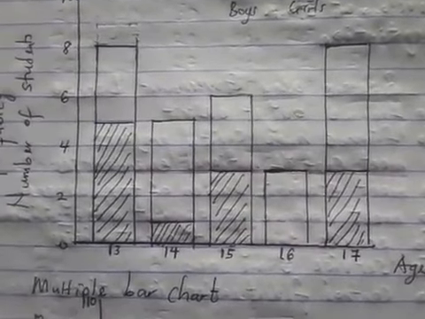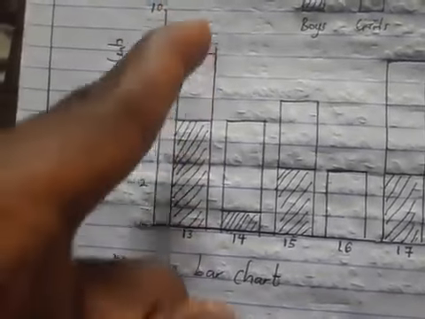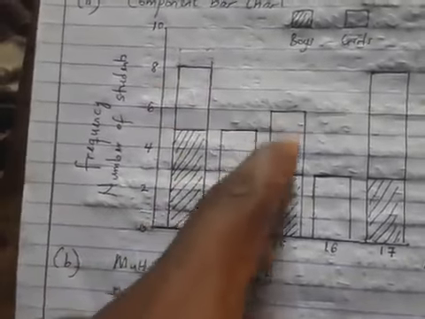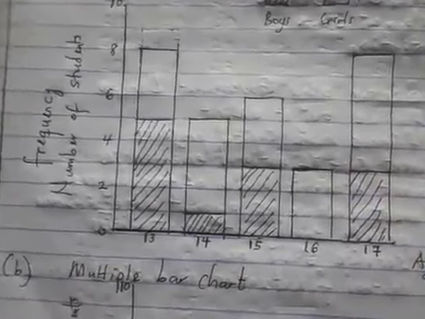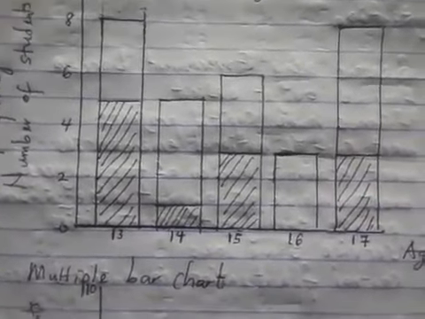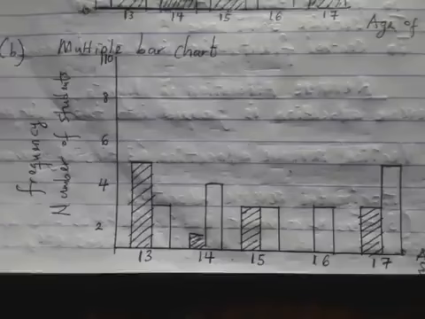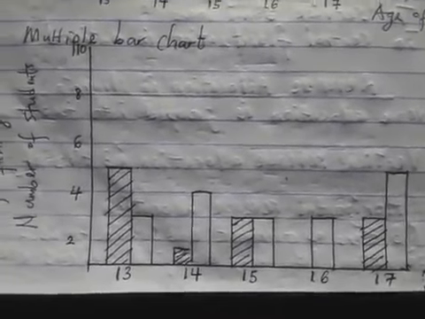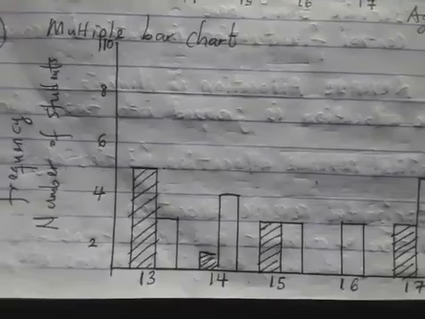A component bar chart is saying that it must be 1. That's why you can see my bar is 1. It is not separated. The boys and the girls are together as 1. But for the multiple bar chart, it must be separated. Each bar must stand on its own.